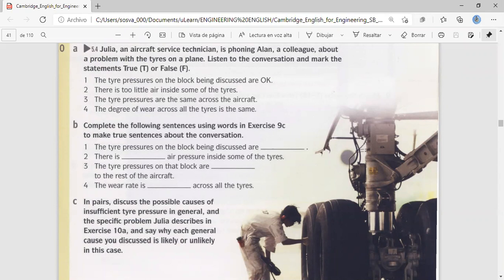So let's listen to the conversation between them and see what happened with the problem of the tires in the plane. Listen carefully.